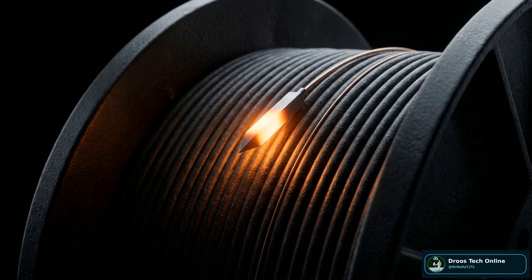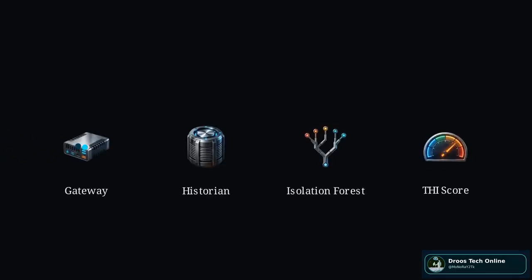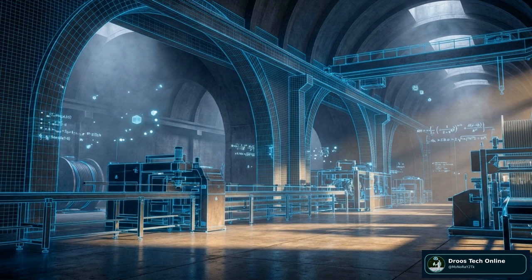The chain of custody is completely unbroken, starting as physical heat on a thermocouple, moving through the network gateway, structured in the historian, processed by the isolation forest, and translated into an actionable THI score. Industry 4.0 provides the defensible predictive architecture required to manage the unseen physics of manufacturing.